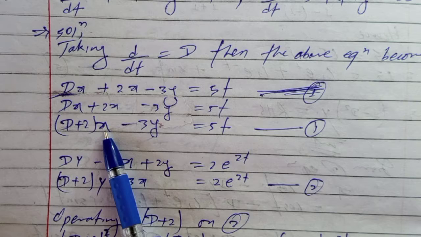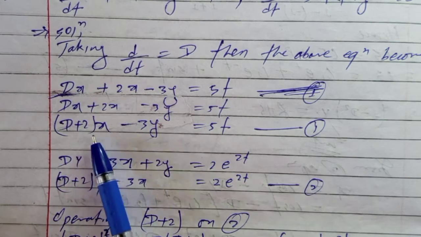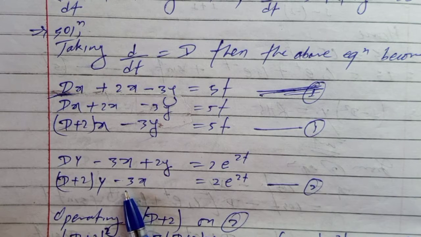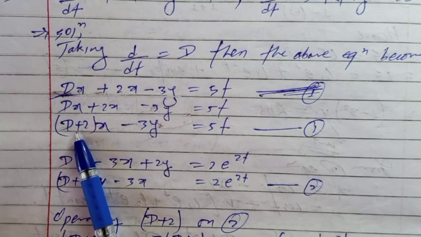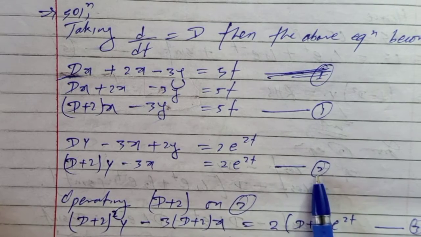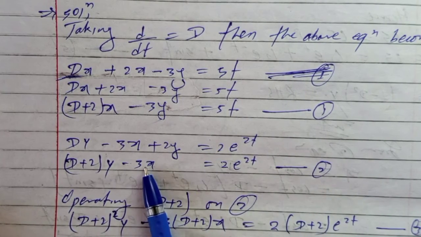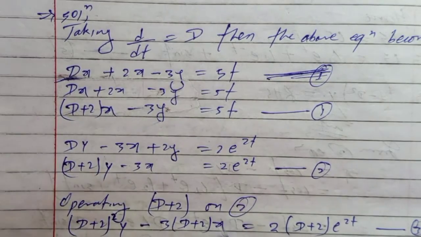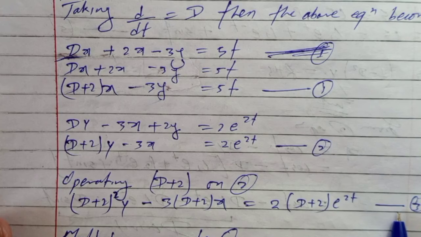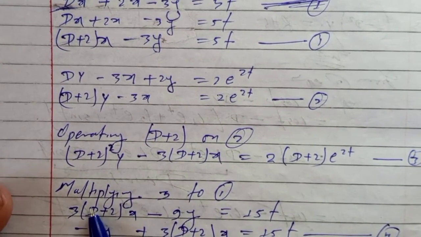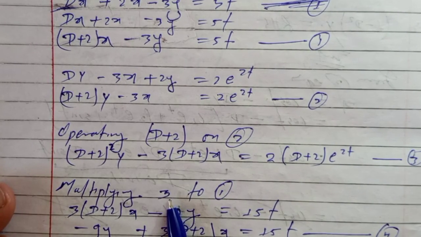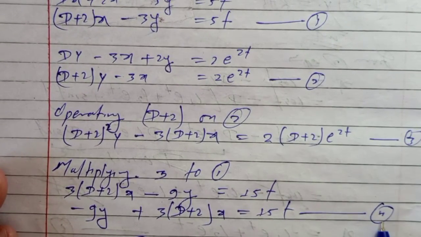Then we can see here in equation 1, x is multiplied with D plus 2, but in equation 2, x is multiplied with minus 3. Means we have to make cross multiplication like this, 3 with this term and D plus 2 with this term. So we're going to operate D plus 2 on equation 2. Finally we get the required value. This becomes our equation 3, and again we have to multiply 3 to equation 1, so we get our equation 4.